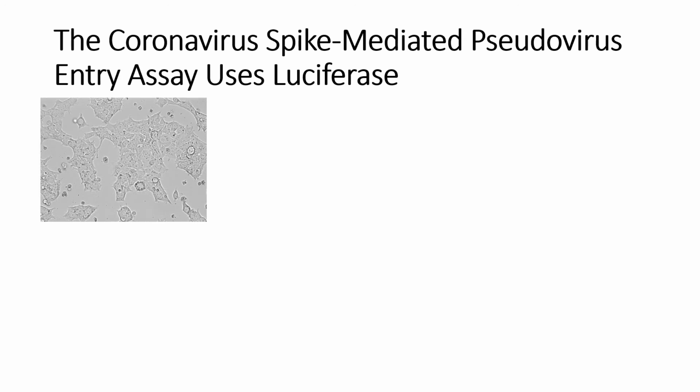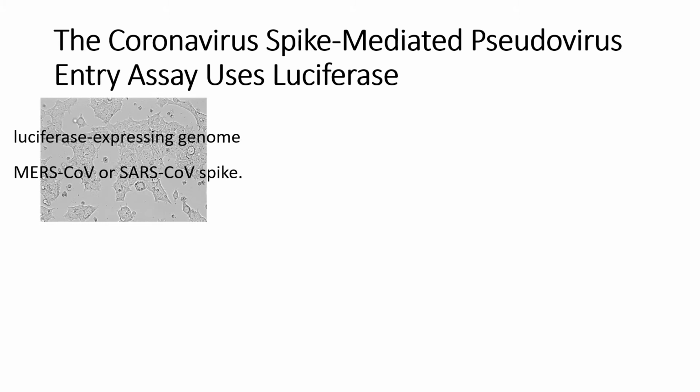Okay, so the method that I really want to talk about is the coronavirus spike-mediated pseudovirus entry assay. It's one that we don't know about. So for this pseudovirus packaging, they use HEK293T cells, and these cells were co-transfected with a plasmid that carried an env-defective luciferase-expressing HIV type 1 genome, and then a plasmid encoding either the MERS or the SARS-CoV spike.